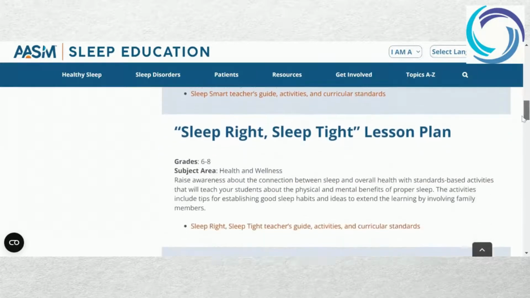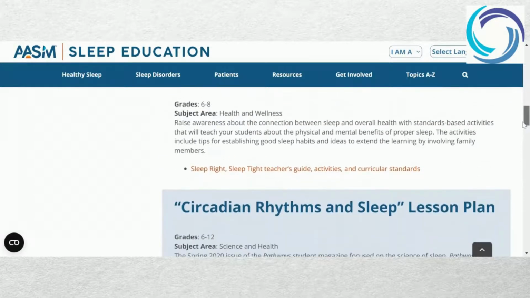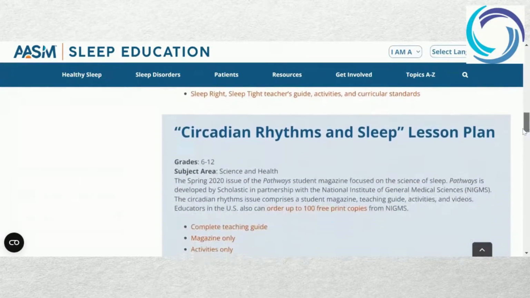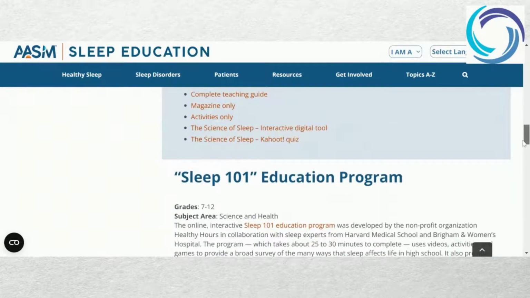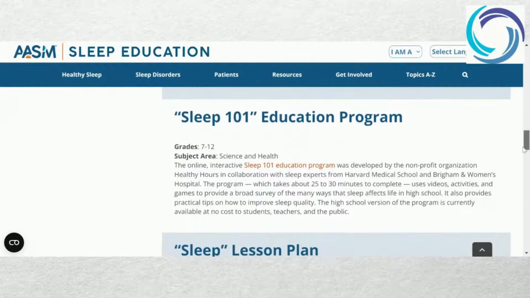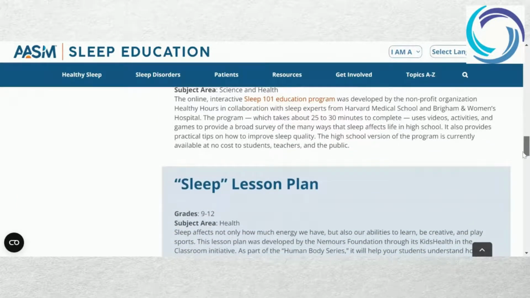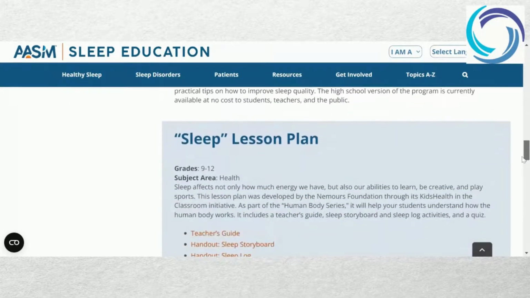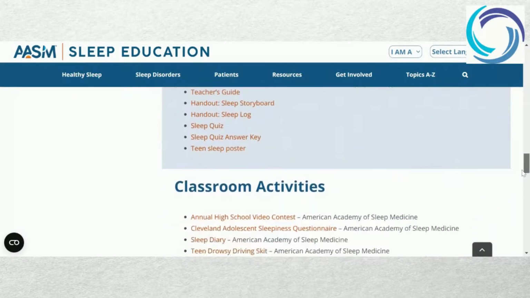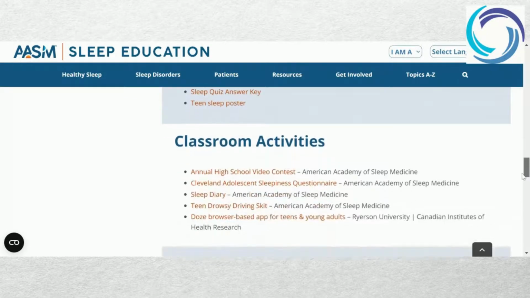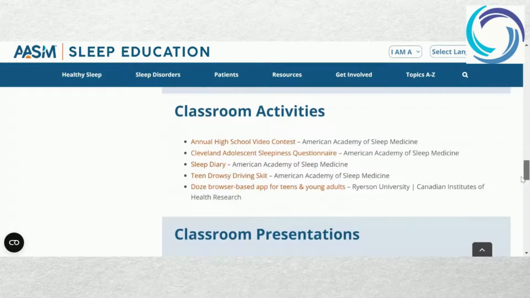So if you teach health and wellness, if you teach science, there are some great options here for lesson plans to talk about sleep and educate your students. And even if you don't formally do a lesson on sleep, you can have conversations in advisory, you can have conversations one-on-one and help your students to really see the importance of sleep and how it's impacting them.